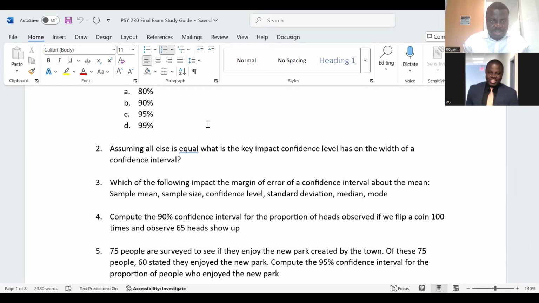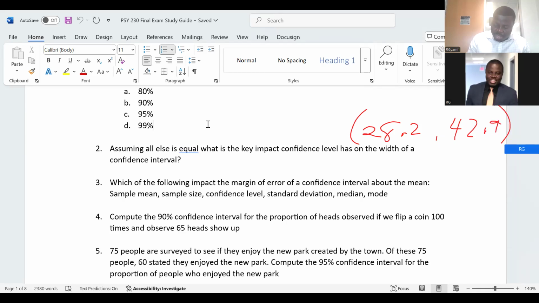Remember that in the confidence interval, there are always two values: the lower limit, or lower bound, and the upper. So the width of the interval is going to be the upper minus the lower, because you want to know the width of that interval. Let's say that my confidence interval was 28.2 to 42.9. My width is going to be the difference between the two limits. So you put this in the calculator, 42.9 minus 28.2, and what you get will tell you the width.